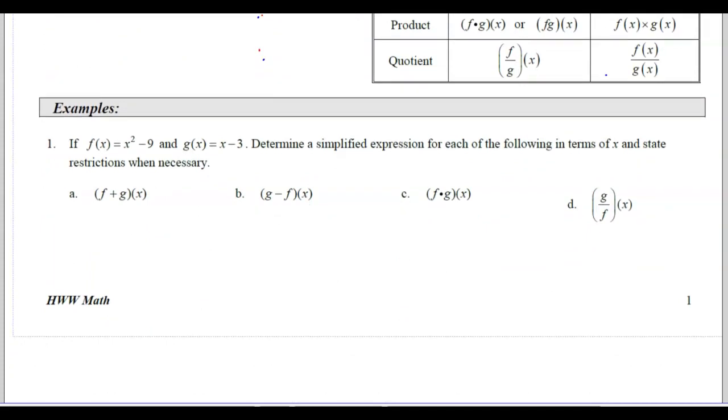So we're given two functions, a quadratic and a linear. It says determine a simplified expression for each of the following in terms of x and state any restrictions. So what is it defined for is basically what you have to think about. So f plus g of x means we're just adding x squared minus 9 plus x minus 3. Okay. Do you need brackets? If you're adding, you don't really need brackets. Okay, but I did to show that that's what you're doing. Adding each function together, collect like terms.